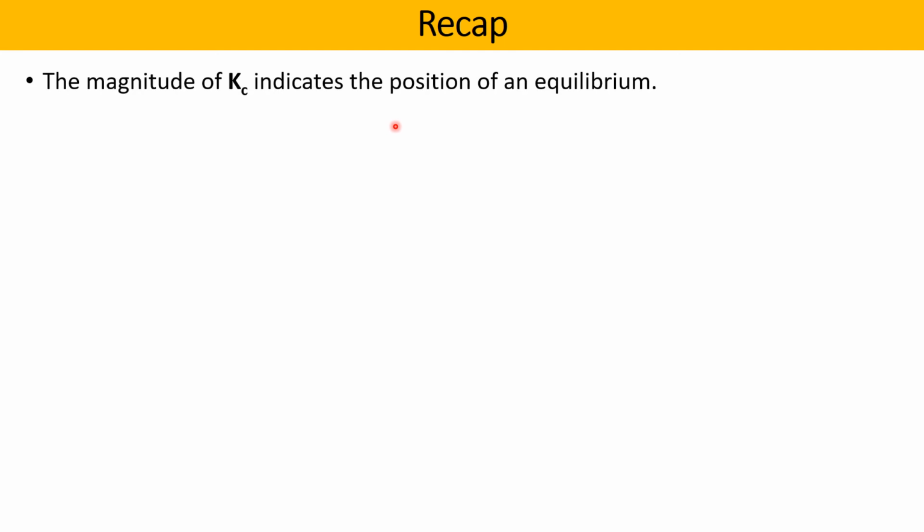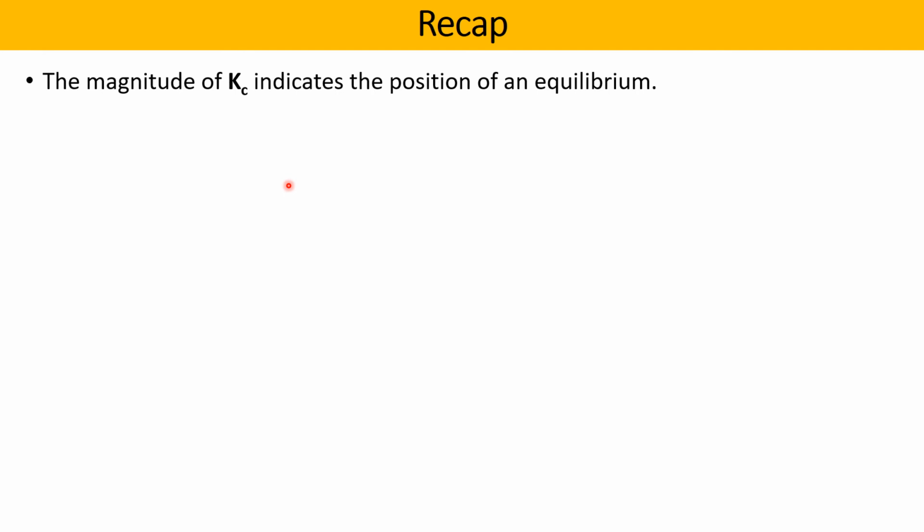Okay, so let's recap where we've got to today. So the magnitude of Kc indicates the position of an equilibrium. So if you've got a high value of Kc, then that means your equilibrium lies more towards the product. That's desirable if you are a manufacturer of whatever that product might be. You want your equilibrium to lie towards the product. So that's going to give you a large number, because when we do product divided by reactants, if you've got a larger number on top, larger amount of products, then you're going to get a higher value of Kc.